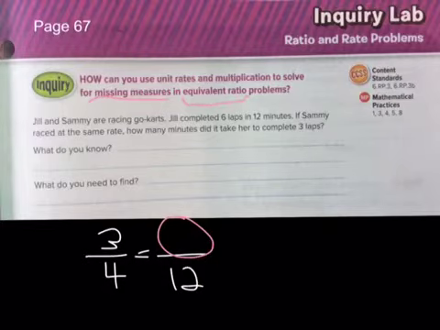So we've learned already that whatever we do to the bottom, we must do to the top. So what did I do to the 4 to make it 12? I simply had to multiply it by 3, correct? So you do the same to the top. 3 times 3 is 9. And that's the example that we're trying to work on right here. So let's look at that.